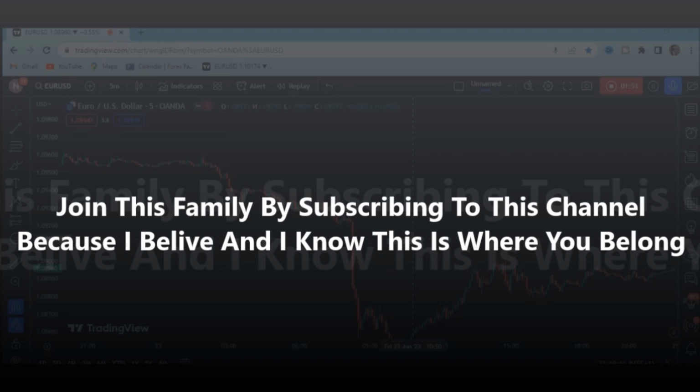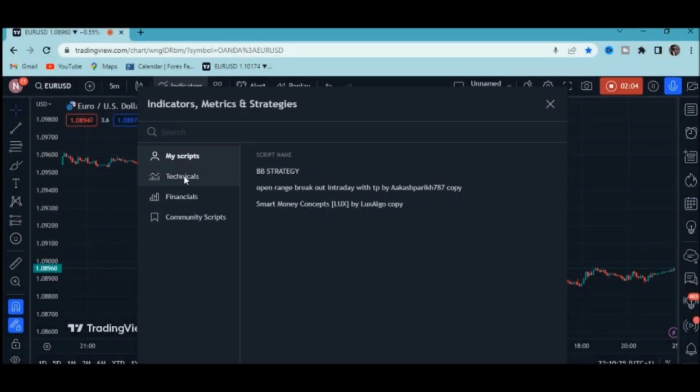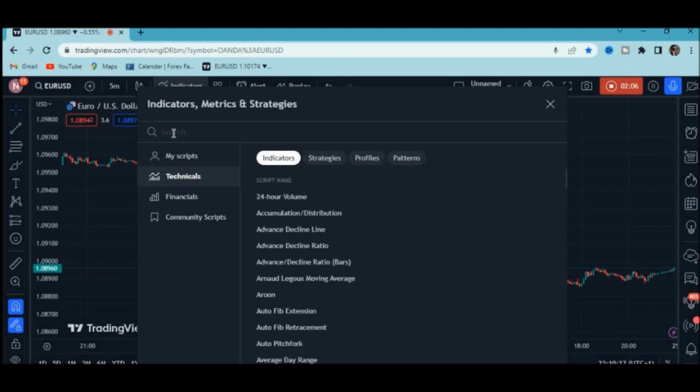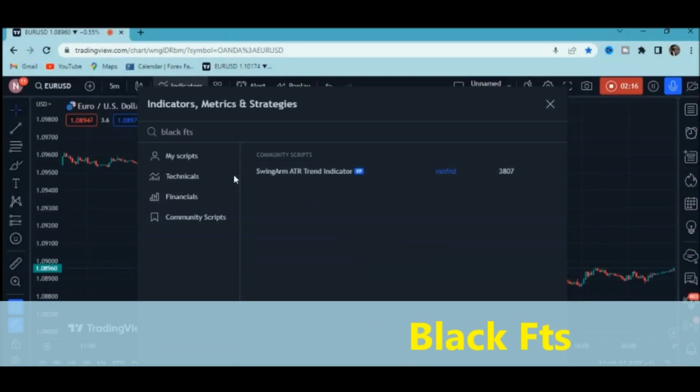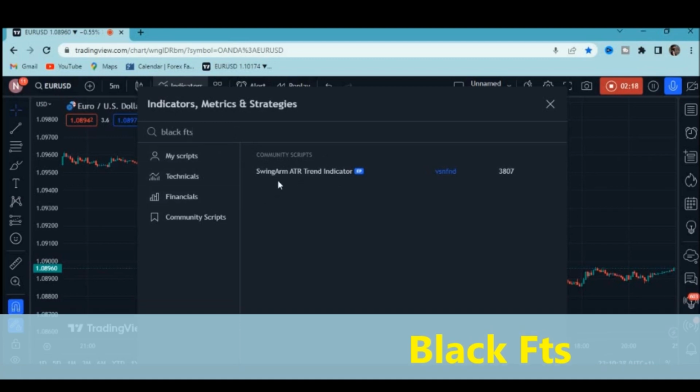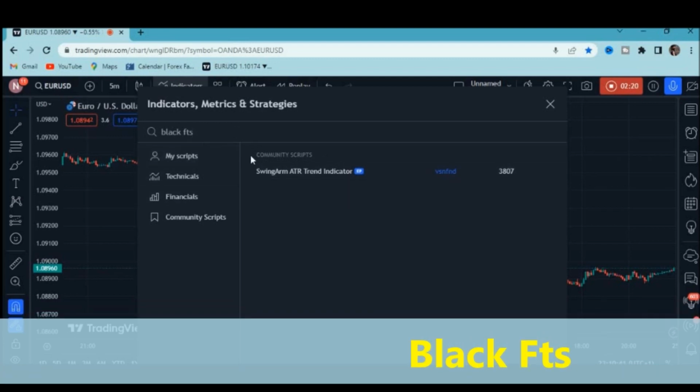So guys, without further ado, let's add the indicator on our charts. Honestly, we need a Tradingview account. The indicator is super free. So once you have a Tradingview account, click on the indicators tab, and under technicals, type "black FTS". FTS is the indicator I am talking about. When you type it, it will show you the Swing Arm ATR Trend indicator. This is the indicator I'm basically talking about.